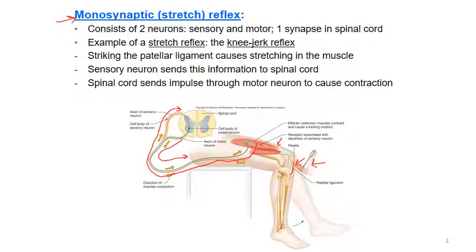Okay, so know that a stretch reflex is called a monosynaptic stretch reflex. And so what we're seeing here again, what I've been saying, striking the patellar ligament causes stretching in the muscle, the sensory neuron then sends the information to the spinal cord, and the spinal cord then.